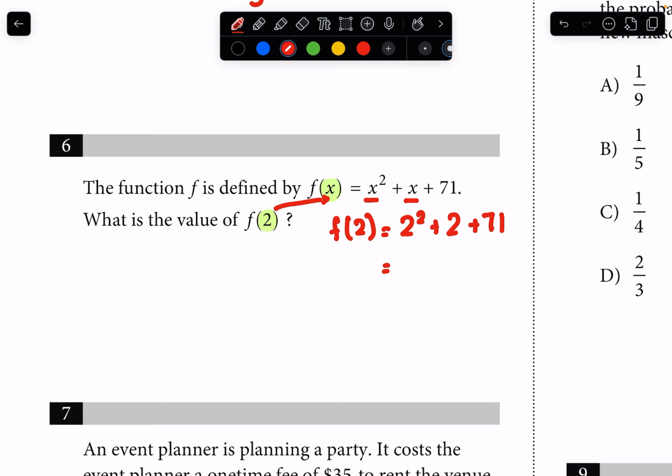So for this one, we'll solve this out. We can say that 2 to the power of 2 is 4, plus 2, plus 71. So all of this is going to be equal to 77. So we can say that f(2) is equal to 77 right there.